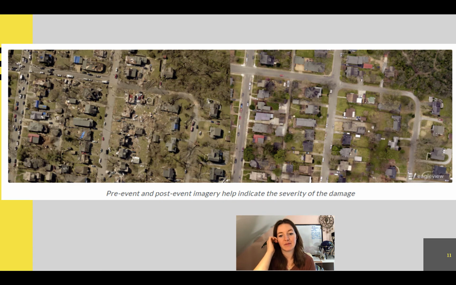And this is the same thing, just another image, but before on the right-hand side, after on the left-hand side, so we can tell how severe the damage is. Where do we need to go first?